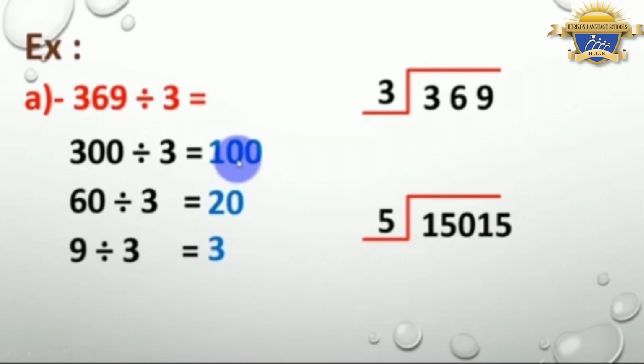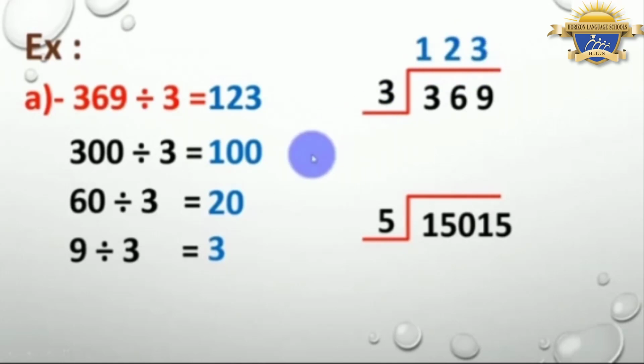Then our quotient is 123. Then by our shortest method, by using the ladder, 3 divided by 3 equals 1, 6 divided by 3 equals 2, 9 divided by 3 equals 3. It's the same answer and the same quotient, 123, in the two methods.